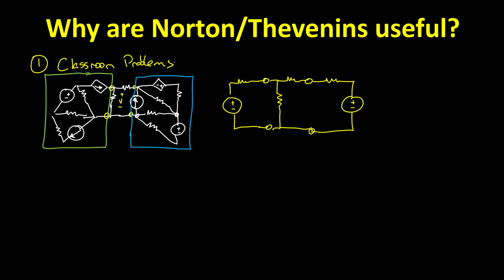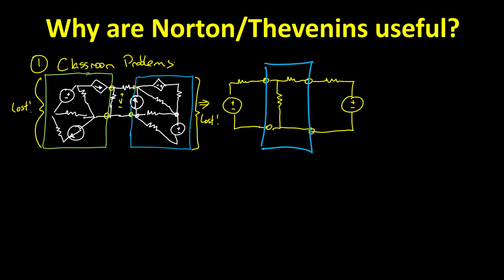easier to analyze. The important thing to realize is that although all the interior voltages and currents in the equivalent circuit are lost, and the same thing for everything inside the blue box, the voltages and currents outside the box remain the same. So everything in this area here, all those voltages and currents in the unchanged circuit have remained the same, and the voltage you were asked to find originally, it's remained the same.